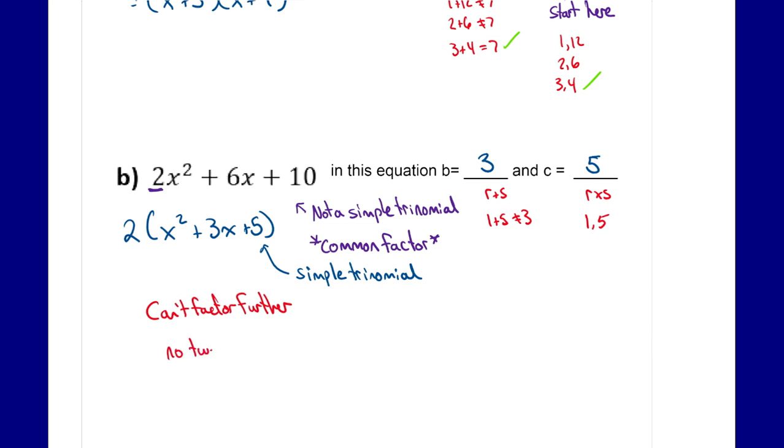No two values multiply to 5 and add to 3. Right? You don't have to state that. I'm just putting that down so we know why we can't factor any further. If the question was just to factor, you would just leave it as we just did. You common factored, and that's it.